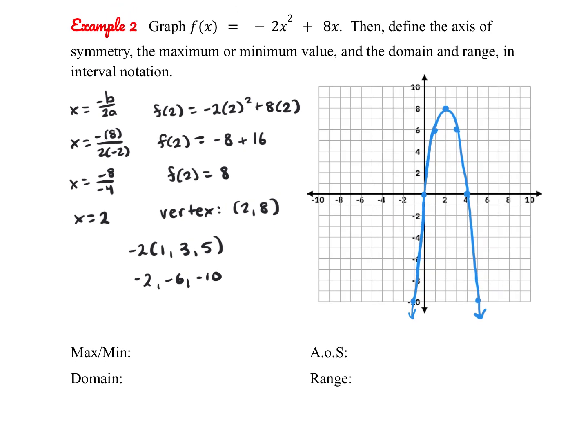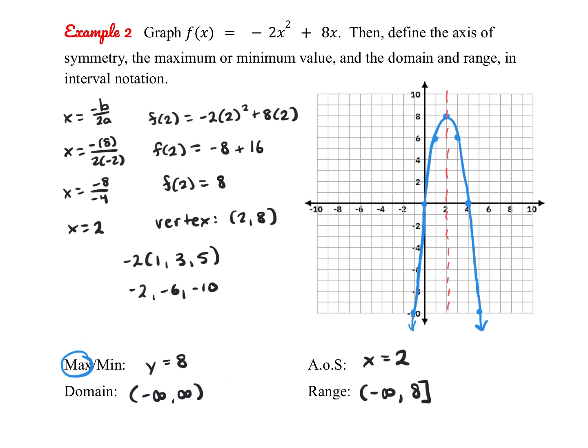Okay, so in this case, since we have a downward facing parabola, I have a high point, so I have a maximum. And that maximum value is always going to be the y value of our vertex, which is y equals 8. Our axis of symmetry is this vertical line, which always goes through the x value of your vertex, so x equals 2. And our domain is all real numbers. And our low value for our range is negative infinity. Our high value is 8. And there you have it.